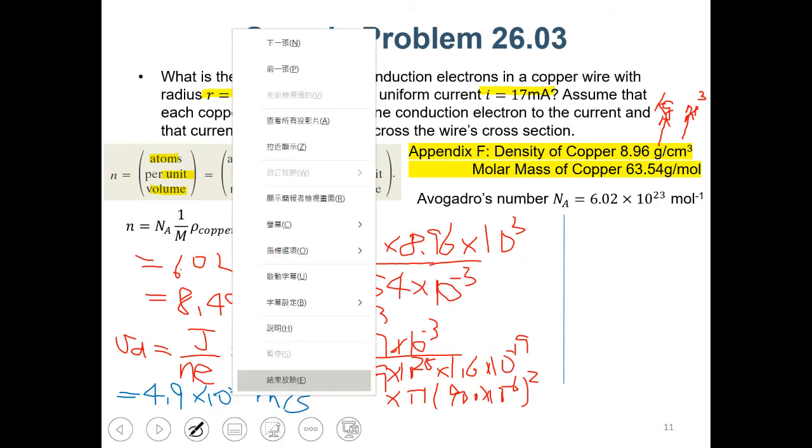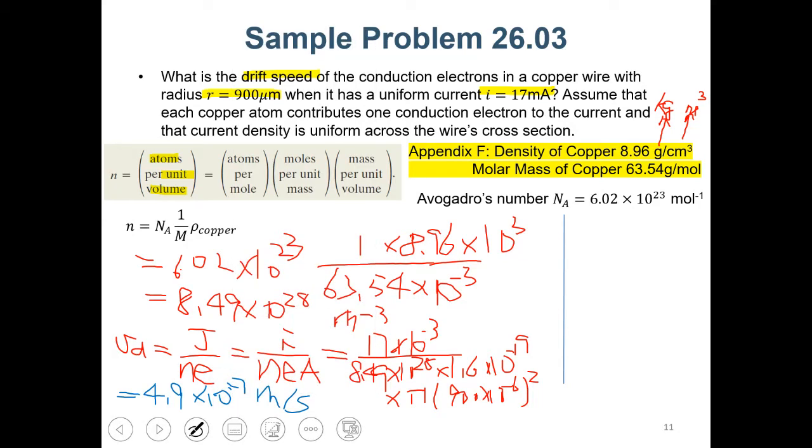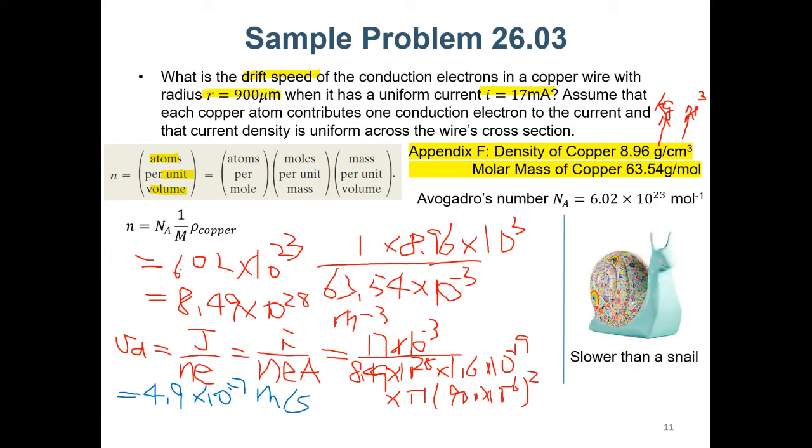So it's very, very slow. Consider this number. The absolute value itself is not very important, but actually you need to have some idea what the order of magnitude is. So 4.9 is not very important to really understand it. But 10 to the minus 7 meter per second is a very, very slow speed, which means that every second, the electron moves 10 to the minus 7 meter. So it is slower than a snail.